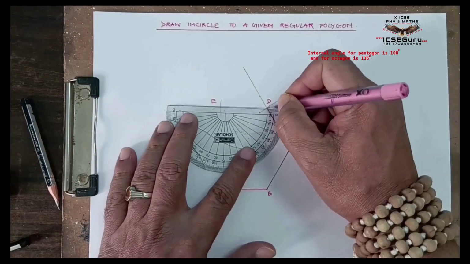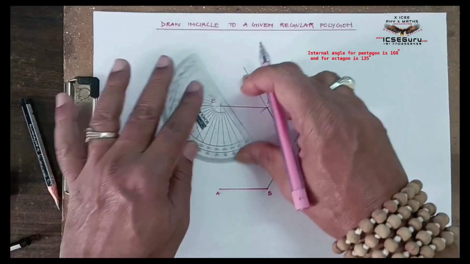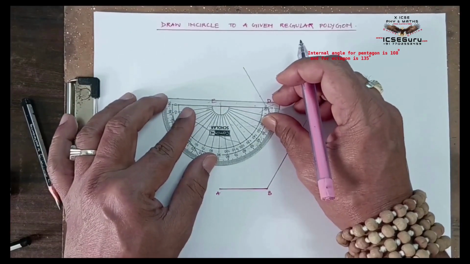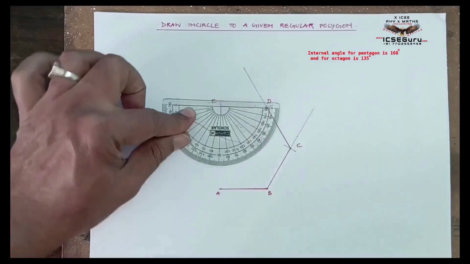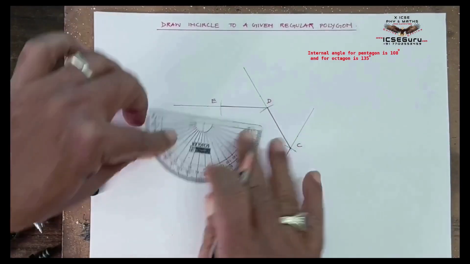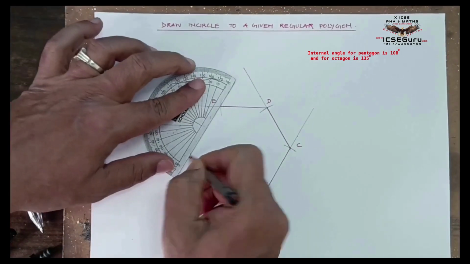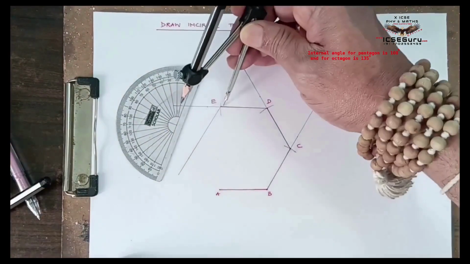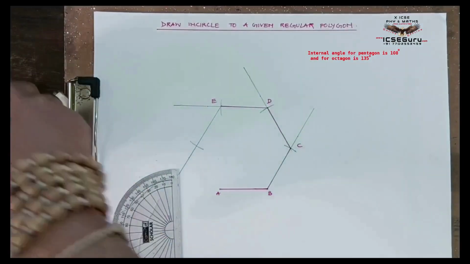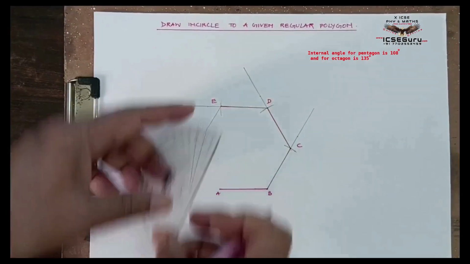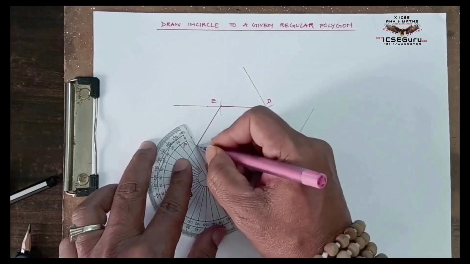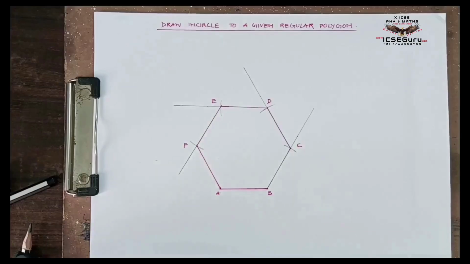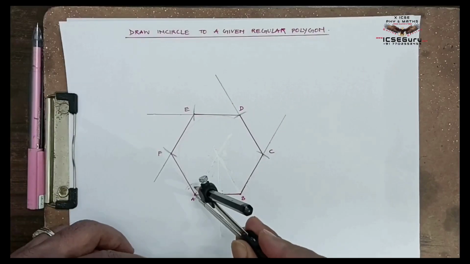The only difference is, if it is a hexagon, the internal angle would be 120 degrees. If it is a pentagon, it would be 108 degrees. If it is an octagon, it would be 135 degrees. The remaining procedure to construct a regular polygon would be the same. From the last vertex F, join FA to complete the regular polygon, which is a hexagon.